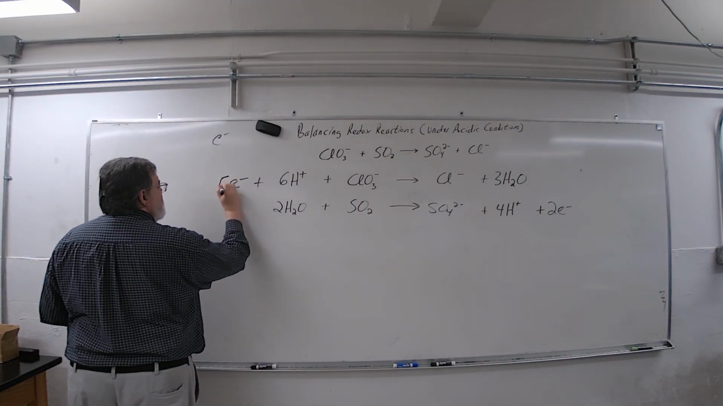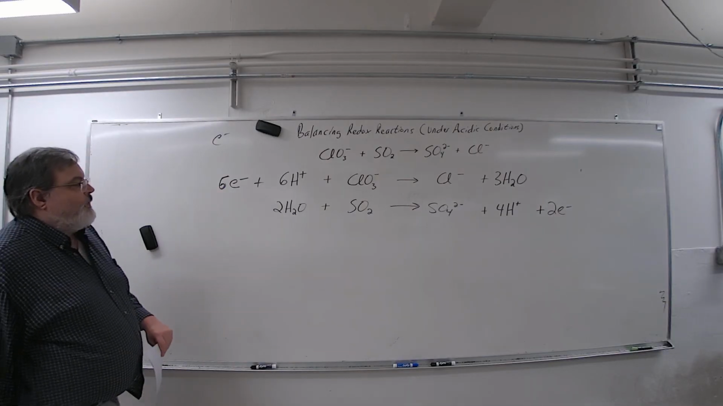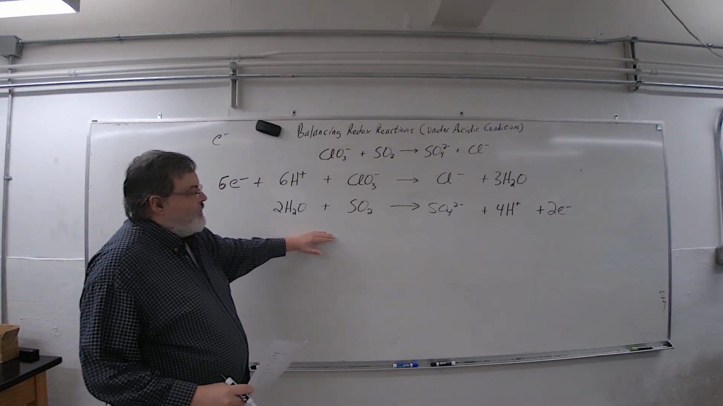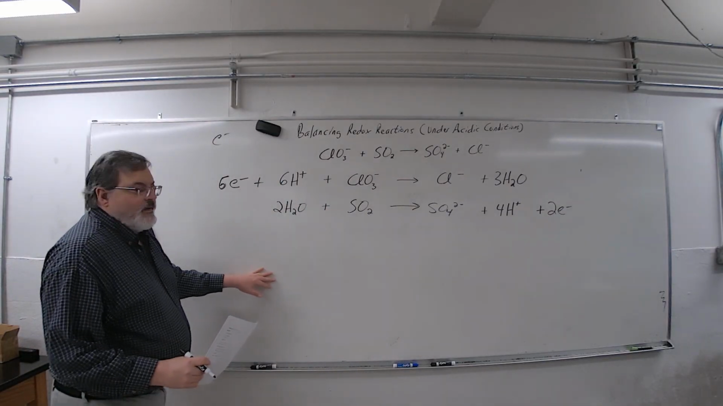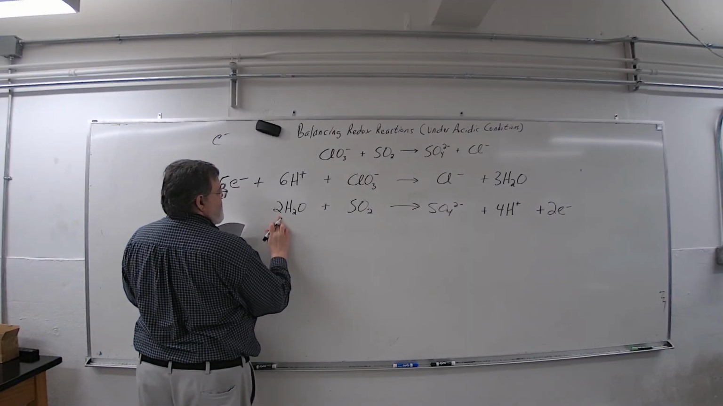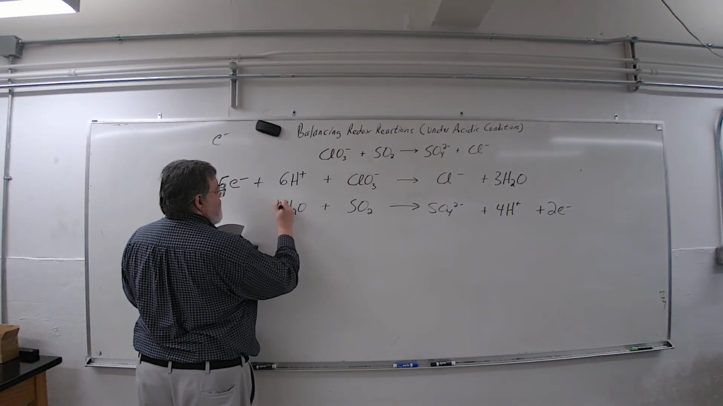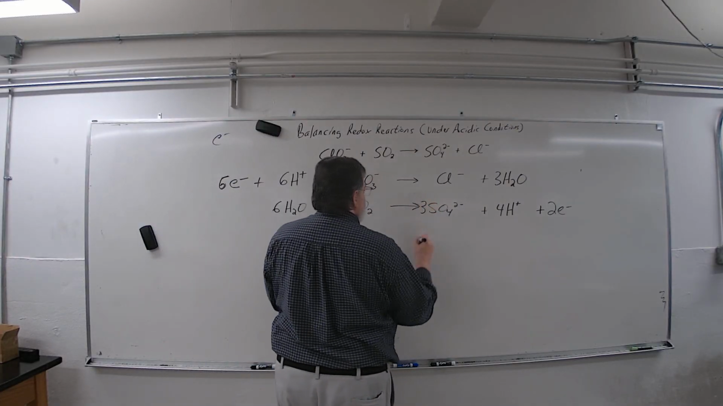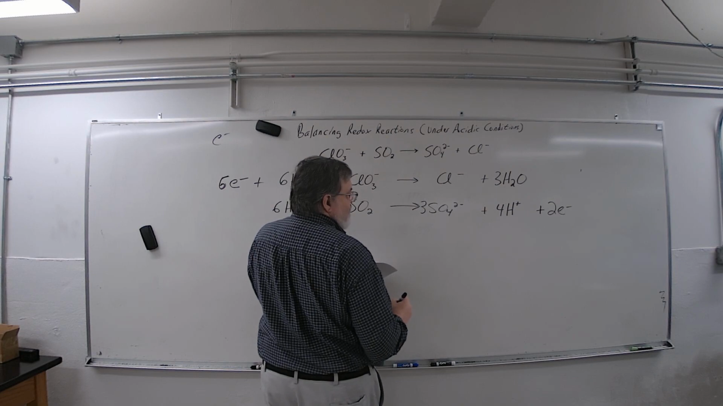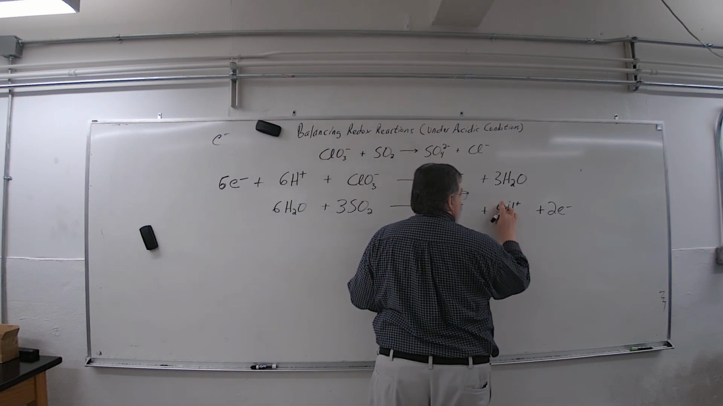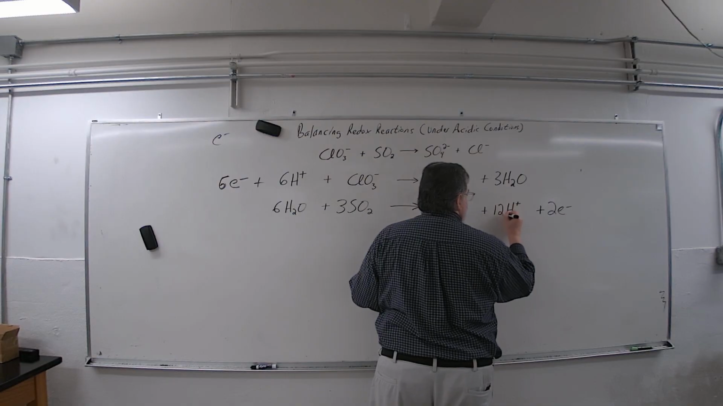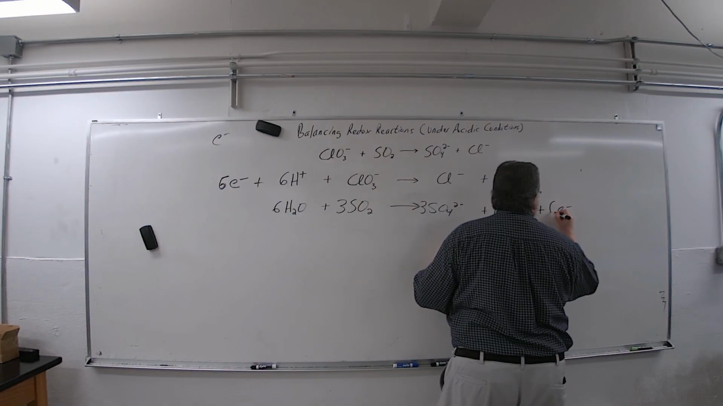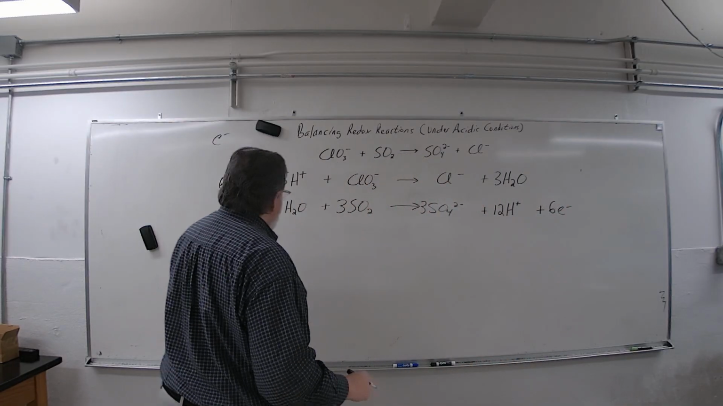The next step is to make the electrons balance by multiplying through. I've got 6 electrons here and only 2 on the bottom. So I need to multiply through here by 3. So 2 times 3 is 6. 1 times 3, 1 times 3. 3 times 4 is 12. And 2 times 3 is 6. There, now the electrons balance.